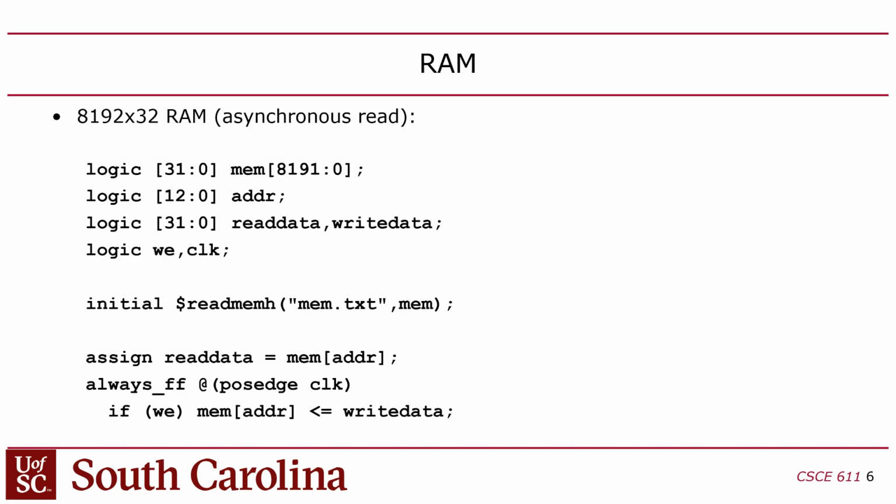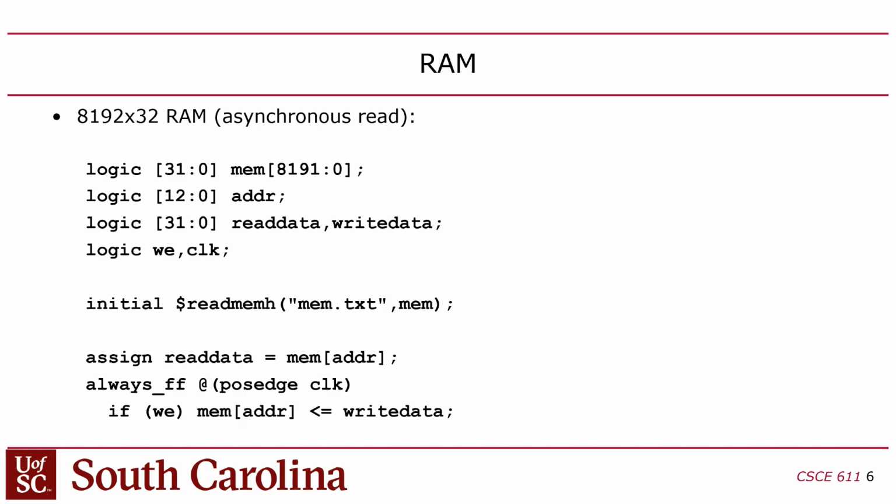And then the width is 32 bits, so the write data is 32. So the address is, again, 13 bits, the write data is 32 bits, and I want to define the write behavior as writing on the rising edge of the clock if the write enable is asserted.